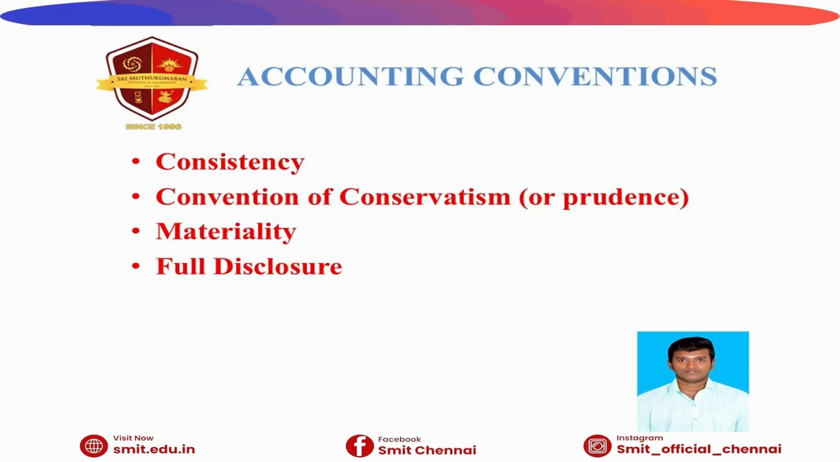Next, we can see the accounting conventions. Besides concepts, we have accounting conventions. These are the generally accepted practices. Consistency. Once you choose a method, stick to it for comparability. Second, conservatism. Anticipate no profit, but provide for all possible losses. And third, materiality, only include information that could influence decisions. And fourth, full disclosure. Reveal all important information in the financial statements.